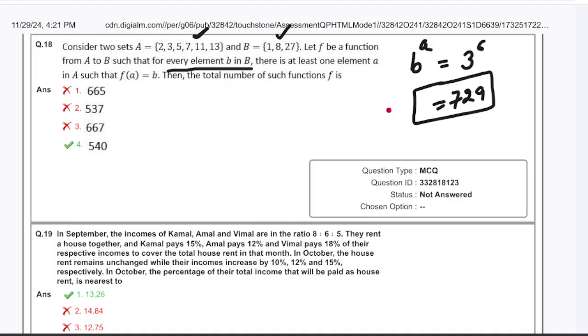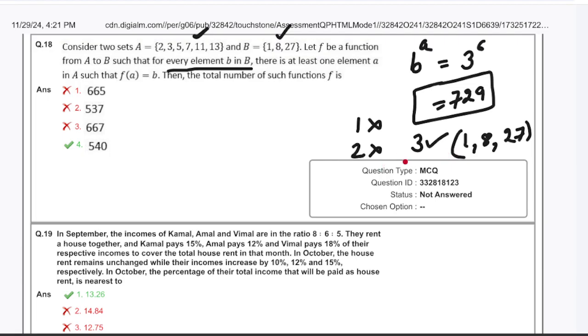Due to this restriction, we cannot count the cases where the function will have only 1 or 8 or 27. So those cases where only one element of B is present will not be allowed. Also, 1 and 8, 8 and 27, 1 and 27, where two elements of B are present and the third one is missing, that case also will not be taken. We need to take the cases where all the three elements are present. That means 1, 8 and 27 have to be there.